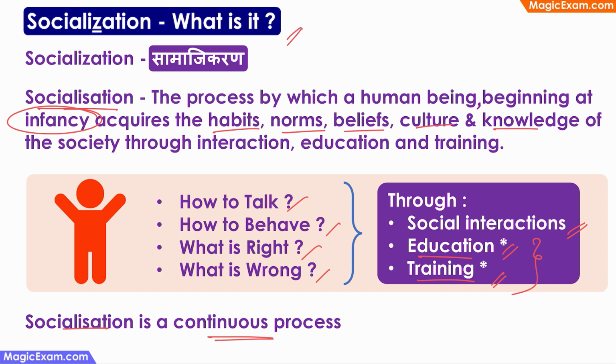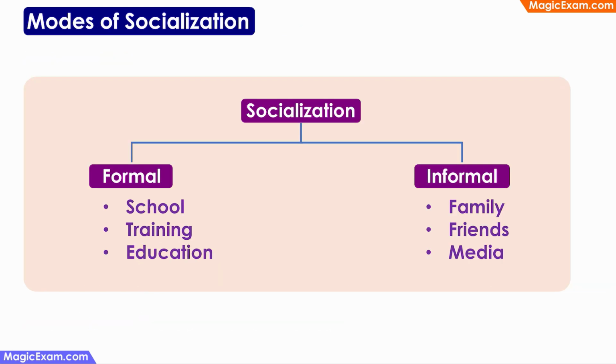So, to summarize this slide, socialization is nothing but the process through which the child learns the basic social skills on how to behave when there are people around him or her. Next, let us look at the modes of socialization. This is very important because very often we get questions around these various modes, which is formal, which is informal. So, socialization can happen through formal modes or informal modes.